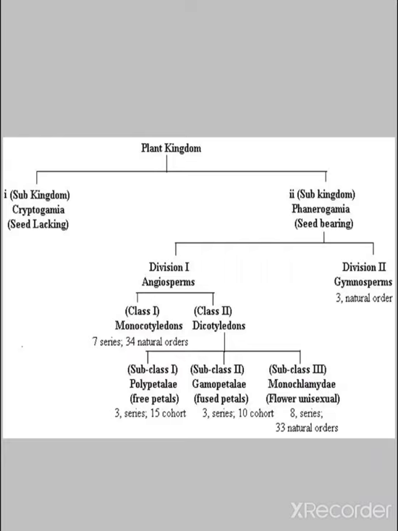In the outline of the classification system, they divided plants into 2 subkingdoms. One is Cryptogamia, which lacks seed formation. Another subkingdom is Phanerogamia, seed bearing. The second category is again divided into 2 divisions: the first is angiosperms, the second is gymnosperms. Again, angiosperms are divided into monocots and dicots.